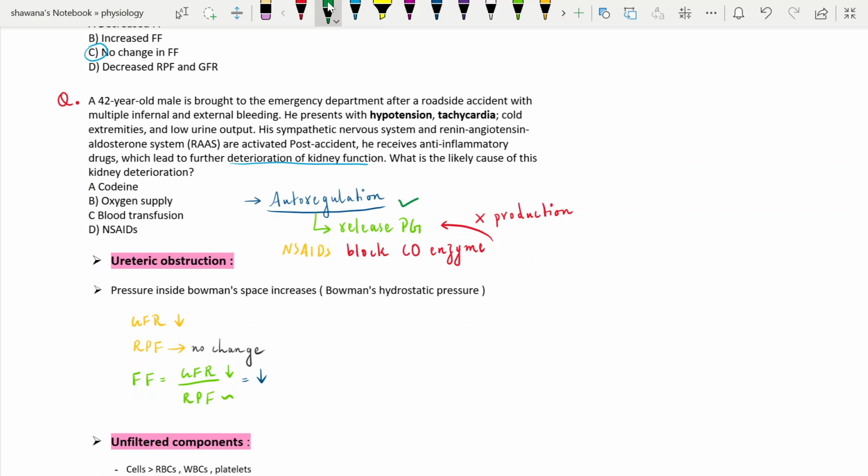But when we give that patient NSAIDs or anti-inflammatory drugs, they block the production of prostaglandins by inhibiting the enzyme known as cyclooxygenase. It means that when prostaglandins are not produced, autoregulation of the kidney is hindered, and in this condition, it will further worsen the condition of that patient.